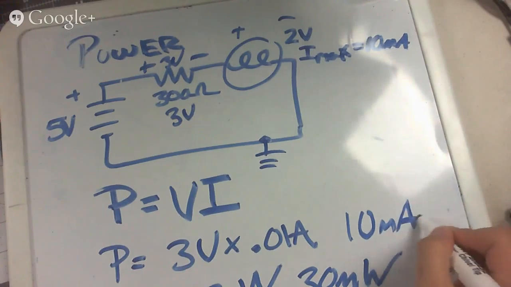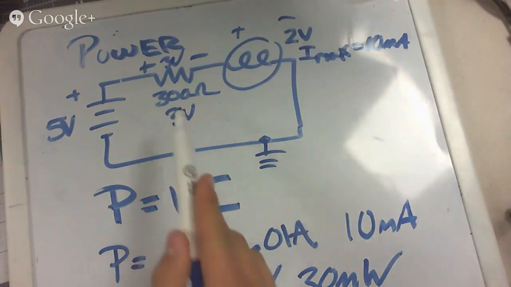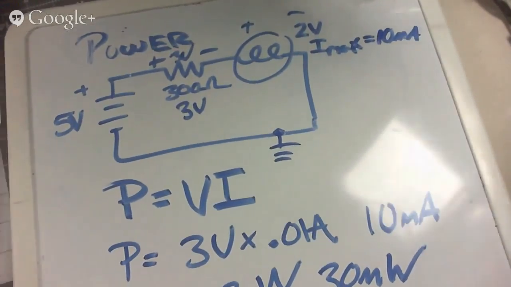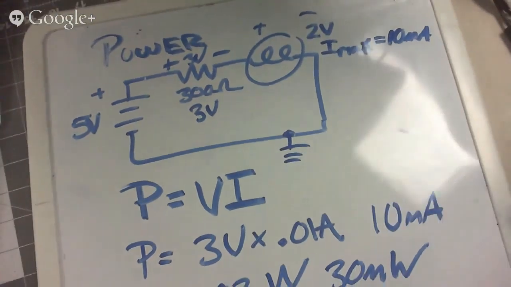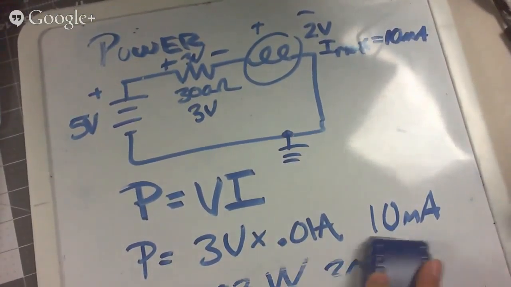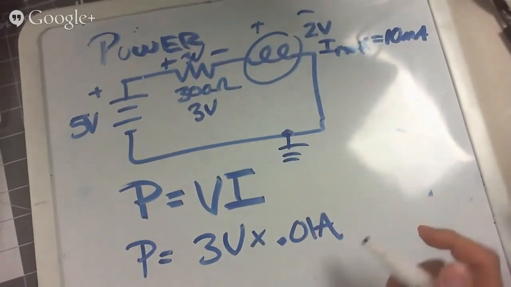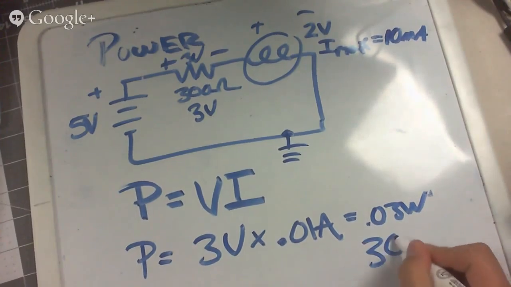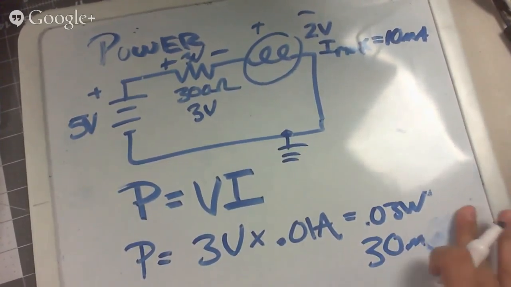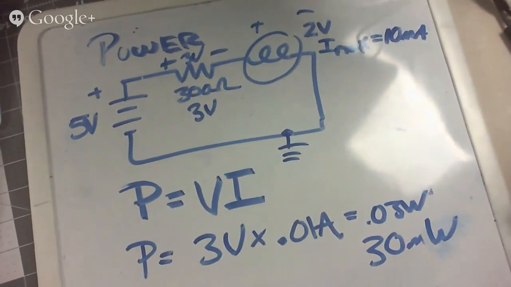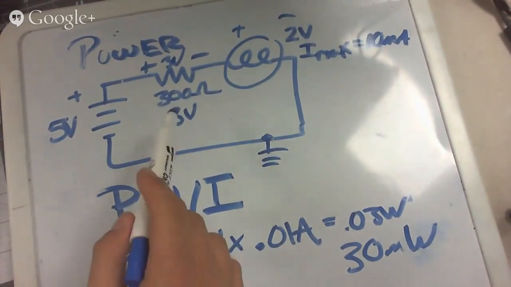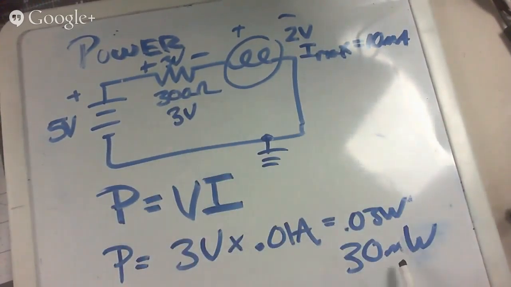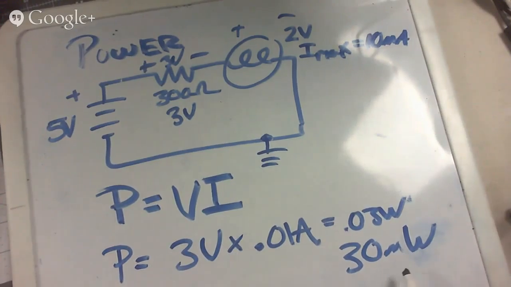So I need to make sure that the resistor I pick is, let me see if I can get that there. Let me write that over here. It equals 0.03 watts, which is 30 milliwatts. So when I go to the resistor bin, I have to look for a 300 ohm resistor, but I also have to look for one that safely dissipates at least 30 milliwatts.